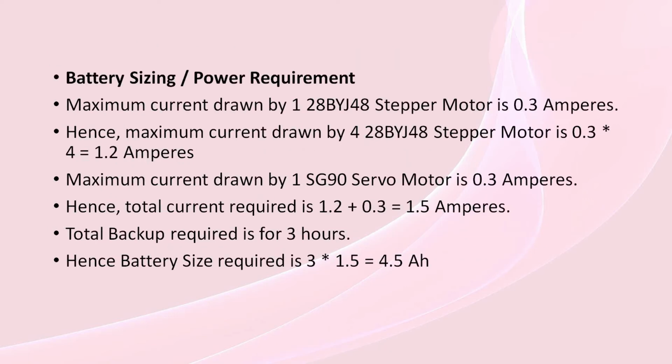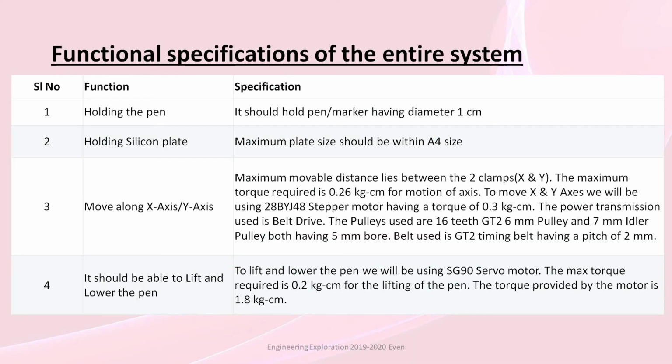Maximum current drawn by the stepper motor is 0.3 amperes, hence maximum current drawn by 4 stepper motors is 1.2 amperes. Hence total current drawn is 1.2 plus 0.3, that is 1.5 amperes. Total backup required is for 3 hours. Hence battery size required is 4.5 ampere hour. Now we will see functional specification of the entire system.